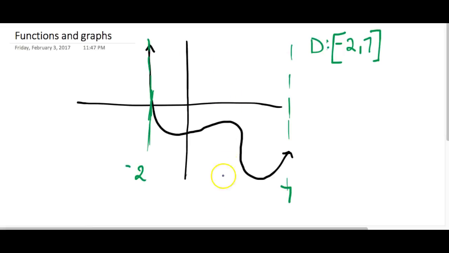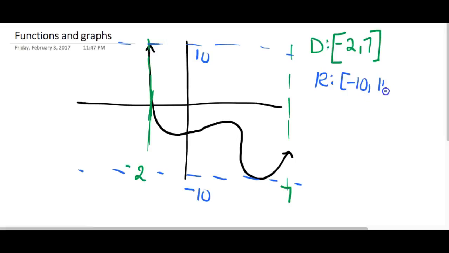Now the range is our y value. So I'm going to do that in blue. Okay, and then let's just kind of do that. And I'm going to say that this is 10, maybe -10. So then our range is going to be between -10 and +10. Okay, and so this is the domain and range.